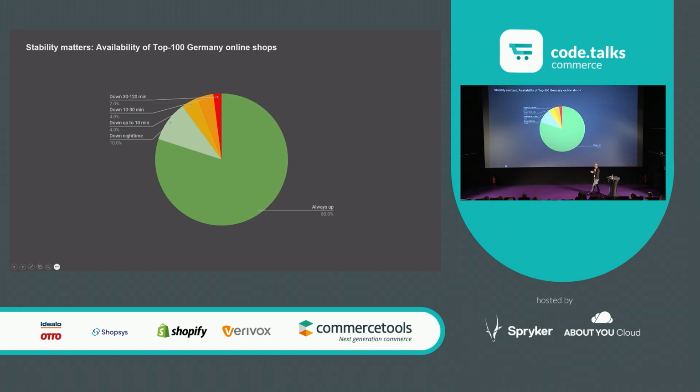When you look at the top 100 German e-commerce shops, you realize that stability is not a given. This is the result of monitoring those top 100 shops for the past couple of weeks. And if you're one of those 80% that were never down for a single minute, then congratulations to you. You're doing things exactly like they should be running. Then there were 10% of the shops that were down in the early morning or the night. Maybe those guys were running monolithic stacks and doing deployments, or maybe they were doing load tests. We don't know.